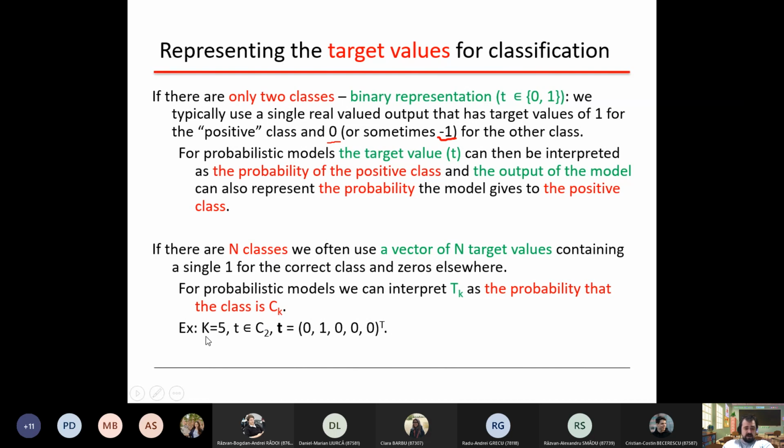If we have K equal to 5, so we have 5 classes, and the target belongs to class 2, it means that we have 0 for all the other classes, for class 1, 3, 4, and 5. And we have this value of 1 for the class that we are interested in, C2 in our case. Okay, everything clear?